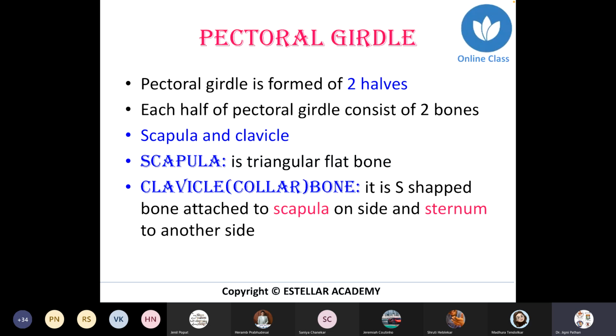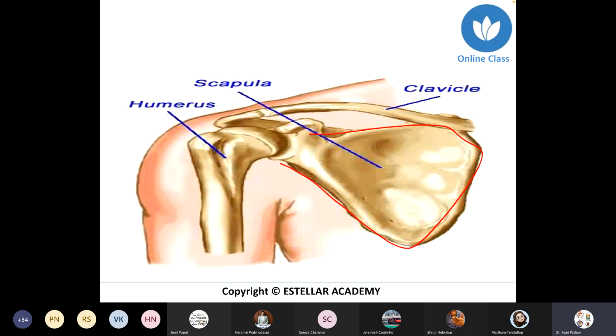So the clavicle bone is called the collar bone. It is an S-shaped bone. On one side it is attaching to the sternum, and on the other side it is attaching to the scapula. Look here. This is scapula. This is clavicle, an S-shaped bone. One side it is attaching to scapula. Can you see there is attachment? Here it is attaching to sternum. This is sternum, manubrium. Is it clear?